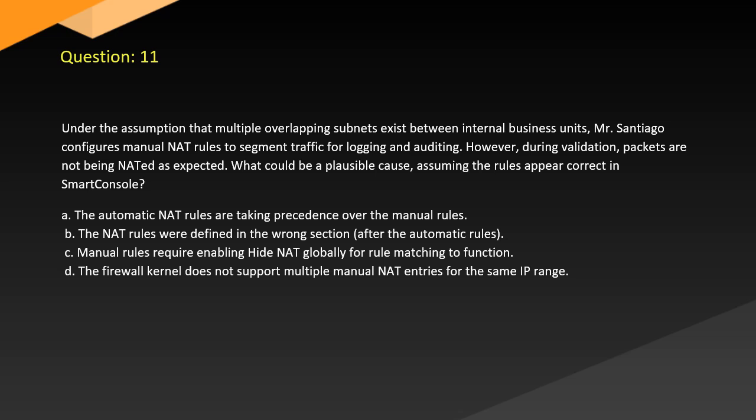A. The automatic NAT rules are taking precedence over the manual rules. B. The NAT rules were defined in the wrong section after the automatic rules. C. Manual rules require enabling hide NAT globally for rule matching to function. D. The firewall kernel does not support multiple manual NAT entries for the same IP range.